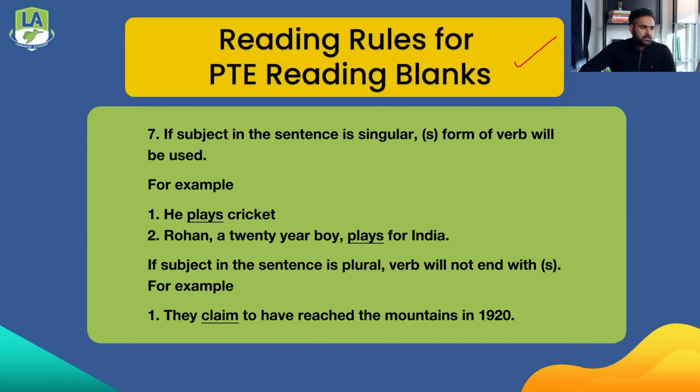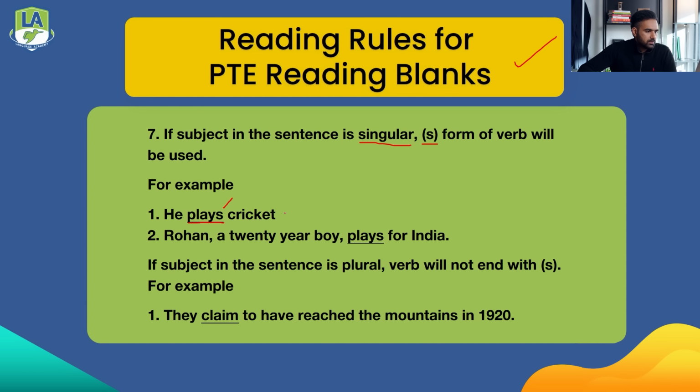If the subject in the sentence is singular, the form of the verb will be with S. For example, he dash cricket. You'll never say he play cricket. He plays cricket, with S. They dash cricket. They play cricket. So whenever the subject is singular, meaning one person is there, the verb will end with S. And whenever the subject is plural, meaning more than one, the verb will be without an S.